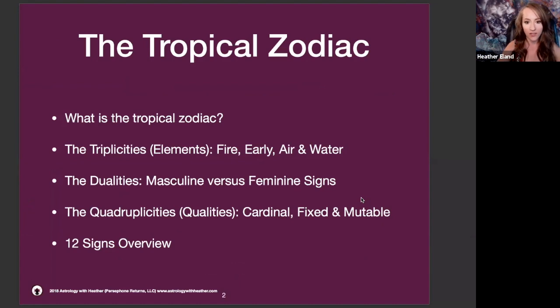And then we're going to get into the different ways of dividing up the charts. We're going to talk about the dualities first, I have these flipped, and then the triplicities, and then the quadruplicities, and what those indicate in terms of the way that they manifest through the 12 zodiac signs.